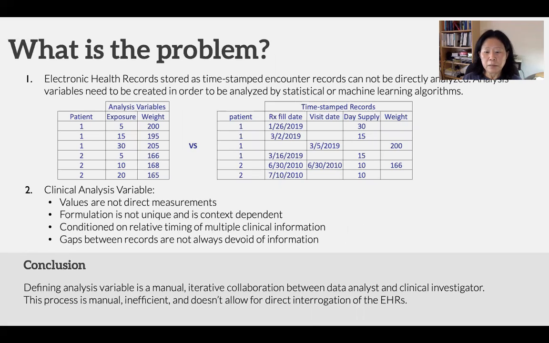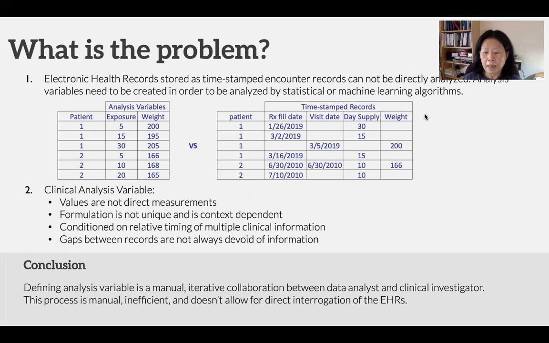These records by themselves cannot be directly analyzed by statistical or machine learning software. For those purposes, the input data will need to look more like a table on the left. So what's the difference between the two tables? The short answer is that the columns on the left contain sample realizations of statistical random variables. I will call them analysis variables.